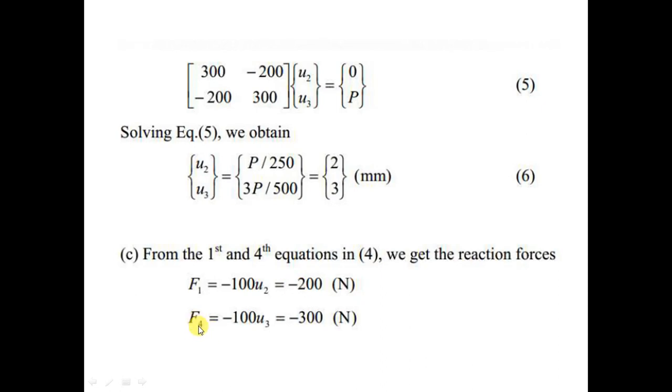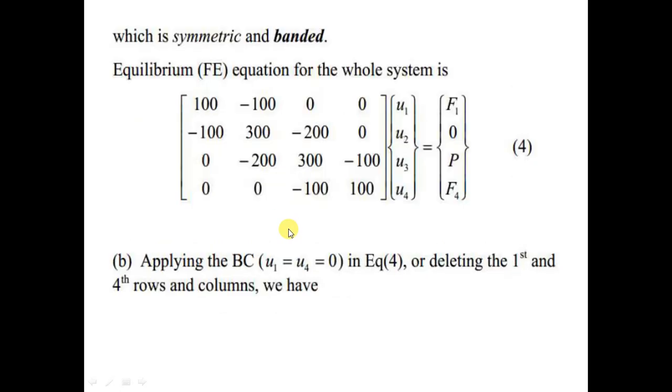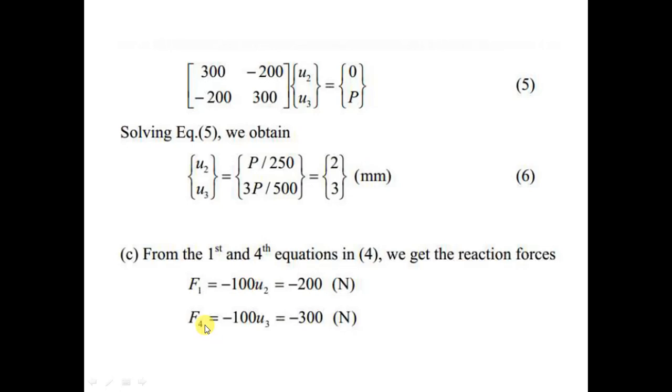Same way, put the value of U3 in the equation here. So you will get F4 is equal to minus 100 U3. U3 is 3, so multiplying 3 into 100 gives minus 300. So these are the reaction forces at node number 1 and node number 4.